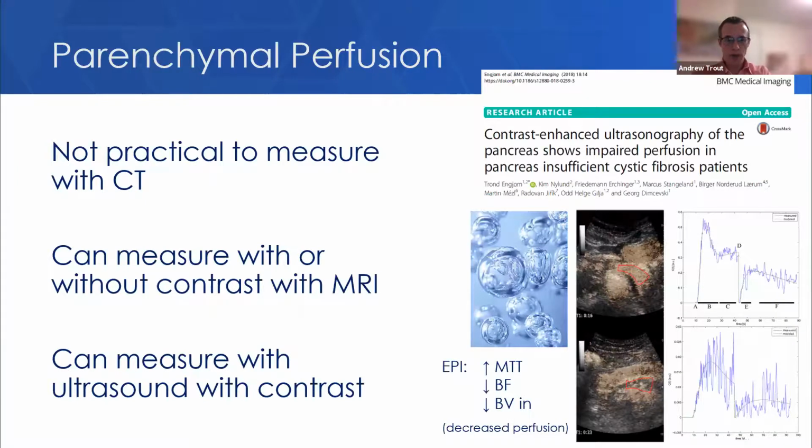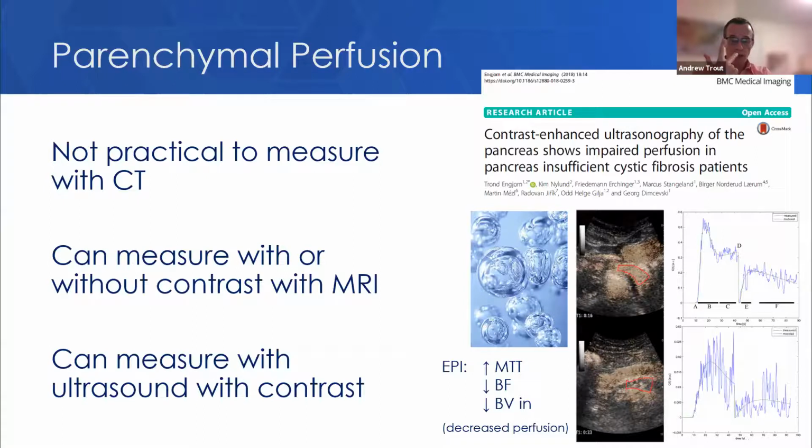Here's one of the papers out there in the ultrasound literature. With ultrasound, we give microbubble contrast agents. You're probably seeing this in your practices to look at liver lesions, for example, and they're even doing it for what they call voiding urosonography, but this functions just like any other contrast agent. And in this study where they looked at patients with cystic fibrosis, what they showed is in the subset of patients who had exocrine pancreatic insufficiency, they had increased mean transit time, decreased blood flow, and decreased blood volume.